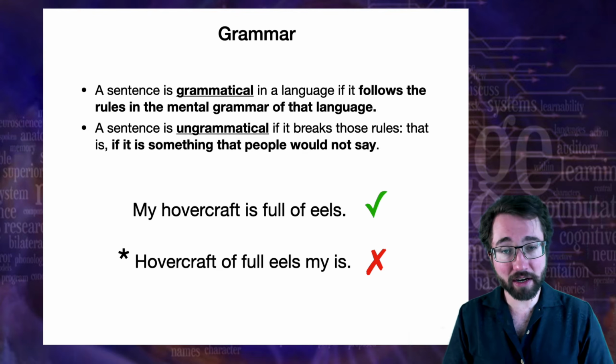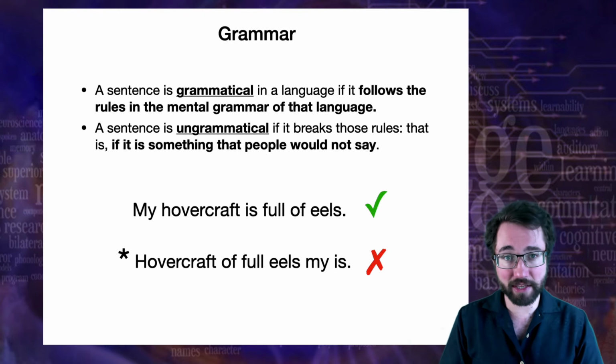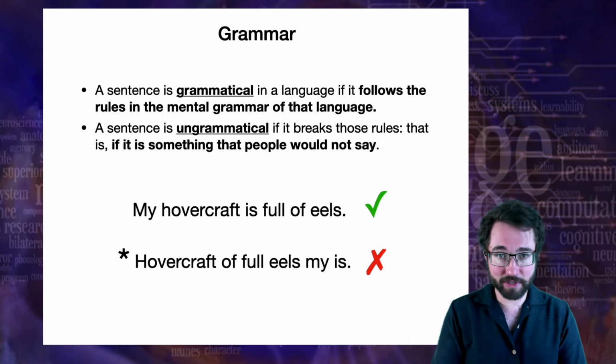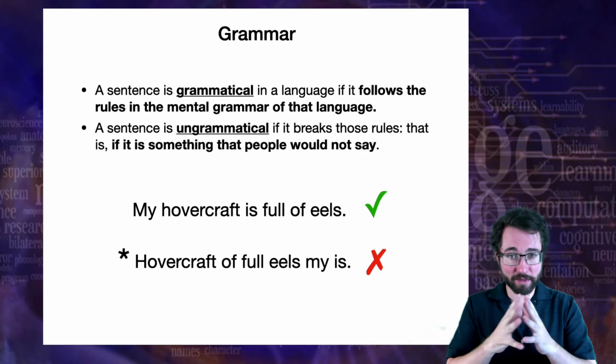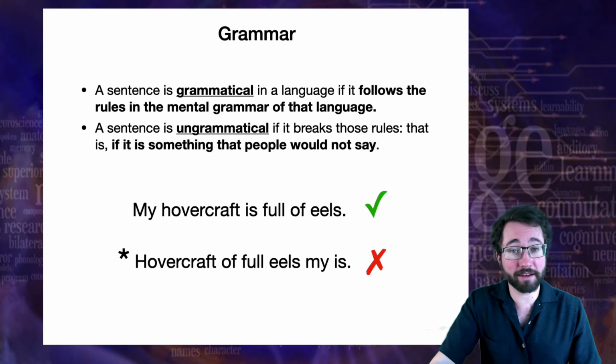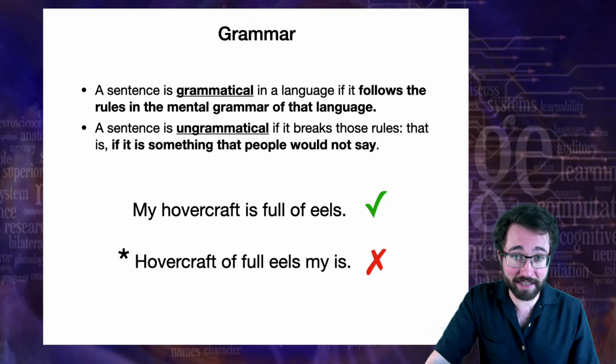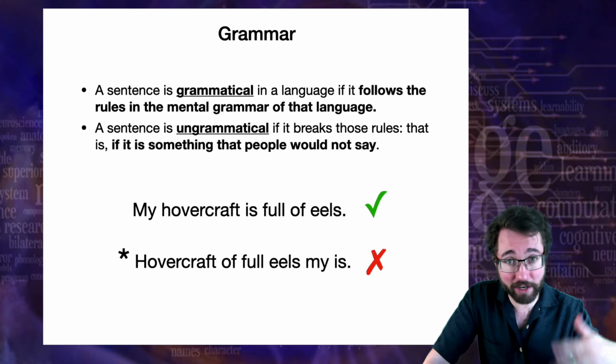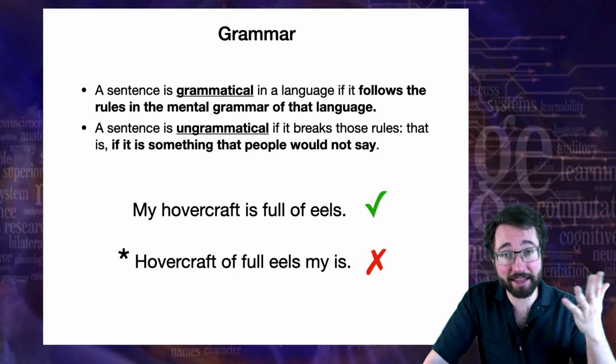And we mark ungrammatical sentences in syntax with a star, like this. So the star is a way for us to indicate a sequence of words which is actually ungrammatical in a language. And so we're going to be doing a lot of exercises and examples in this lecture of looking at sequences of words and figuring out, are they grammatical or ungrammatical? In English, do they get the star or not?